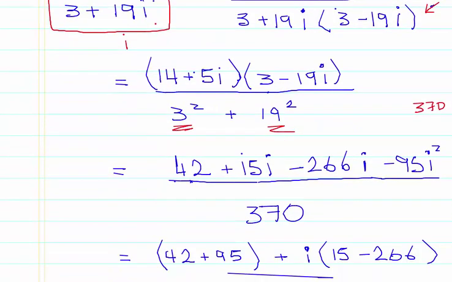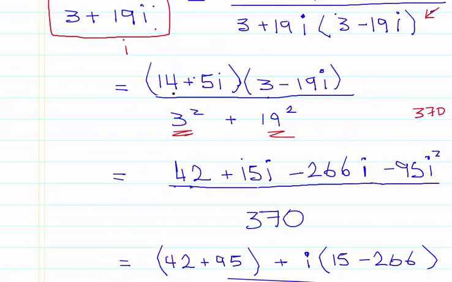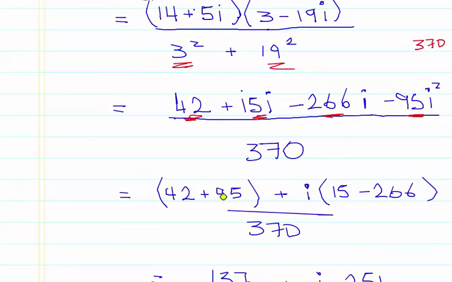Now we have to multiply the numerator. 14 times 3 gives us 42. 5i times 3 gives us 15i. 14 times minus 19i gives us minus 266i, and plus 5i times minus 19i gives us minus 95i squared. And again, of course, that actually works out to be plus 95.